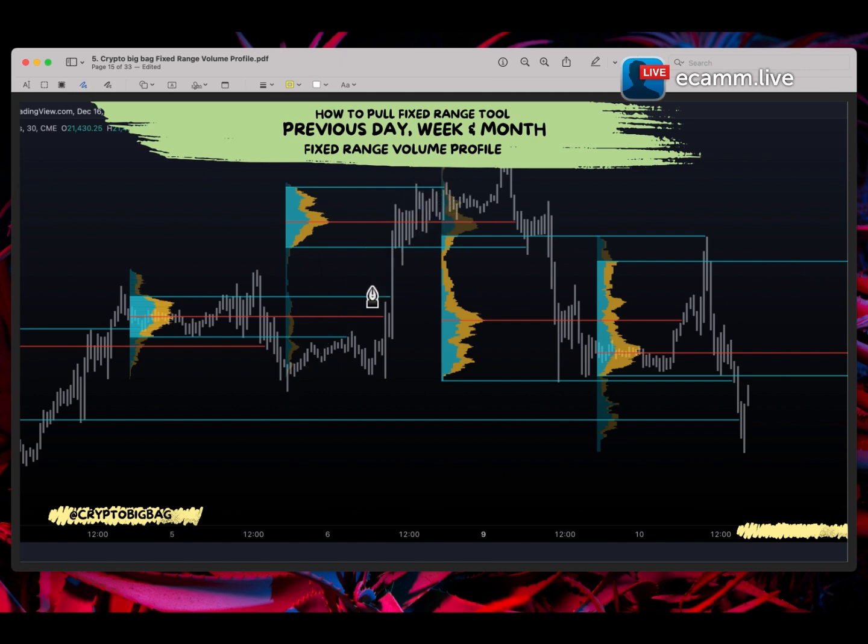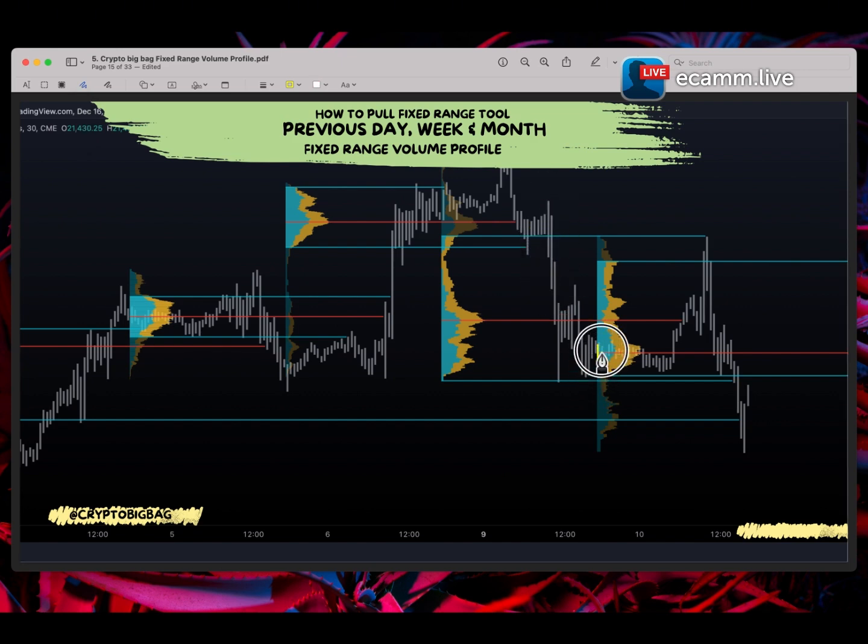And there was a P-shaped profile. At the beginning of the day, price was consolidating, went up, came back down. The value area low of the previous day held as support and moved back up, right? Moved back up, then finally drops down.